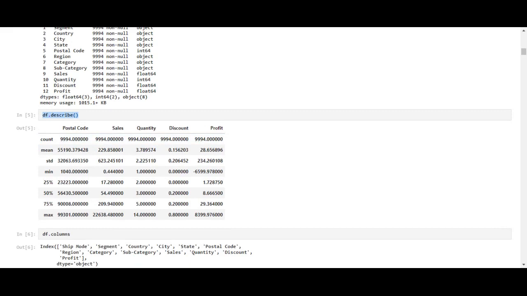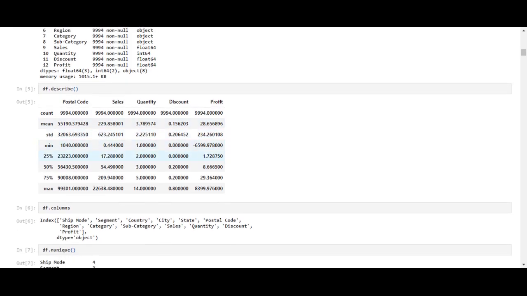On using the df.describe function, I have found the measures of central tendency for each attribute and hence can conclude that the average sales was 229.858, discount was 0.156 and profit was 28.65.